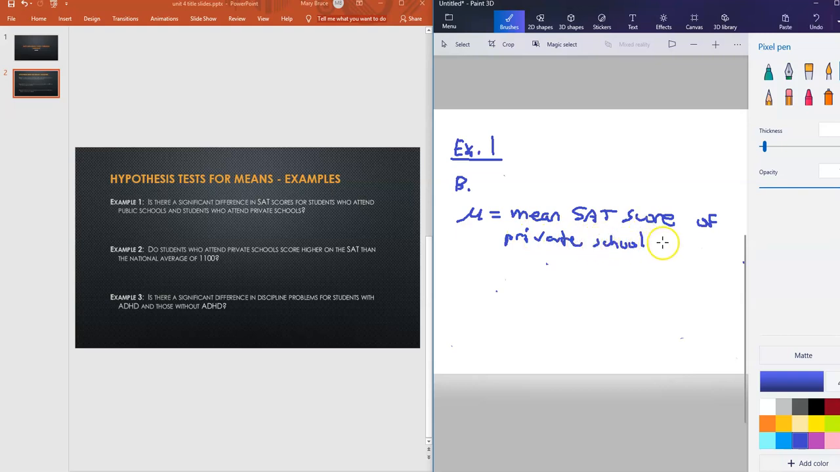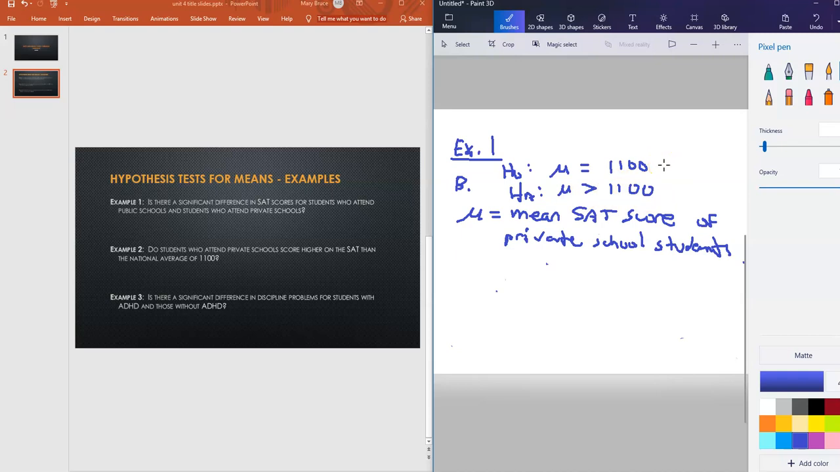And so for my null hypothesis, remember the null assumes no difference. So if we're comparing the value to the known national average of 1100, then my null hypothesis is going to say that the mu, which represents the mean SAT score of private school students, is the same as 1100. On the other hand, the alternative assumes a difference, but this time we're testing a specific direction for the difference. It said higher than. Do students who attend private schools score higher than? So now my alternative would be greater than 1100. That's the direction we're testing.